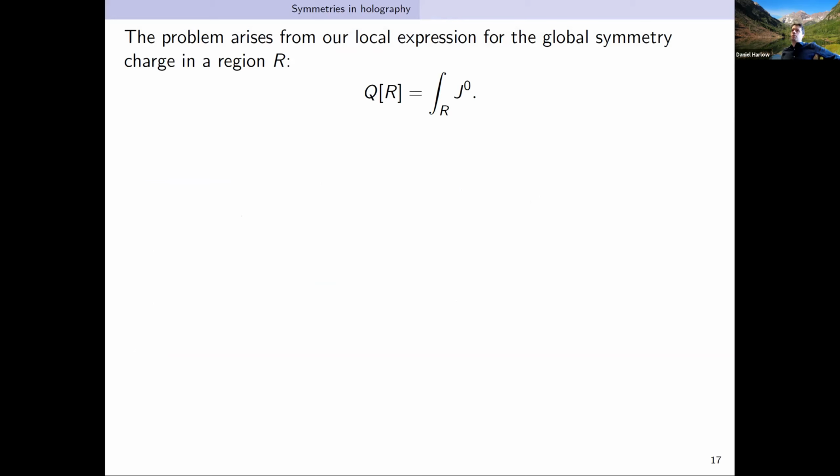So the problem comes from this local expression we had for the symmetry charge in a region R, right? We said that for a global symmetry, if you want to know how much charge there is in a region, you just have to add up all the charges in the region. I'm using the notation for the case where the symmetry is continuous, but the argument will work also for discrete symmetries.